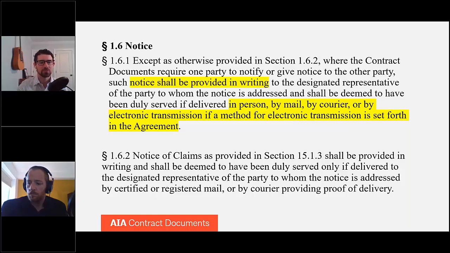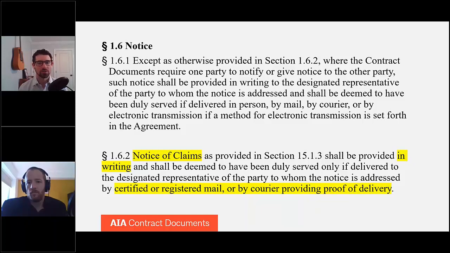So speaking of notice of claims, that is set forth in 1.6.2. So let's switch and talk about claims. If the parties have to provide notice of claims, first they should understand what a claim is. And a claim is defined in section 15.1.1. It's defined as a demand or assertion by one of the parties seeking, as a matter of right, payment of money, a change in the contract time, or other relief with respect to the terms of the contract.